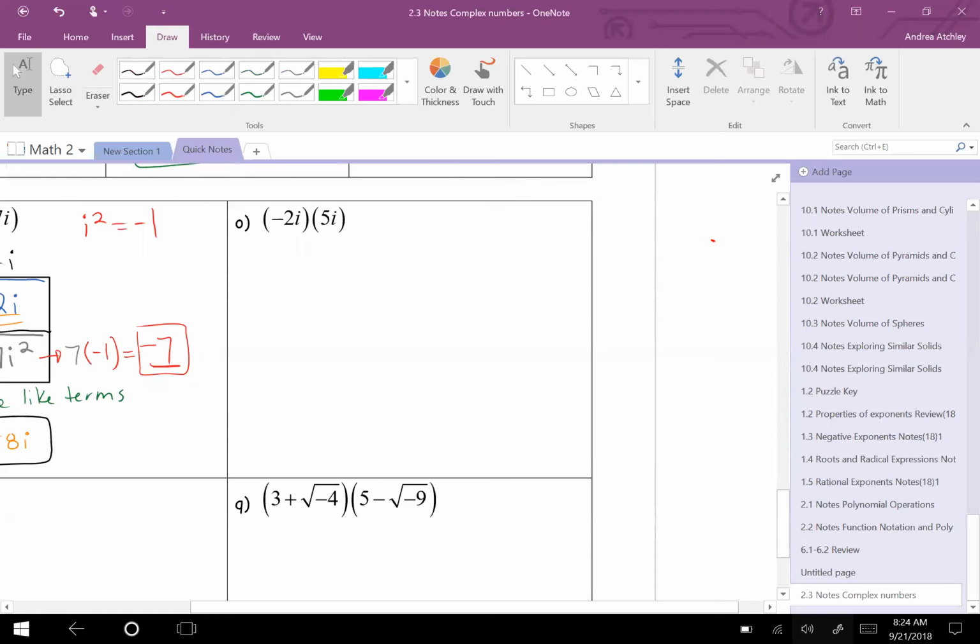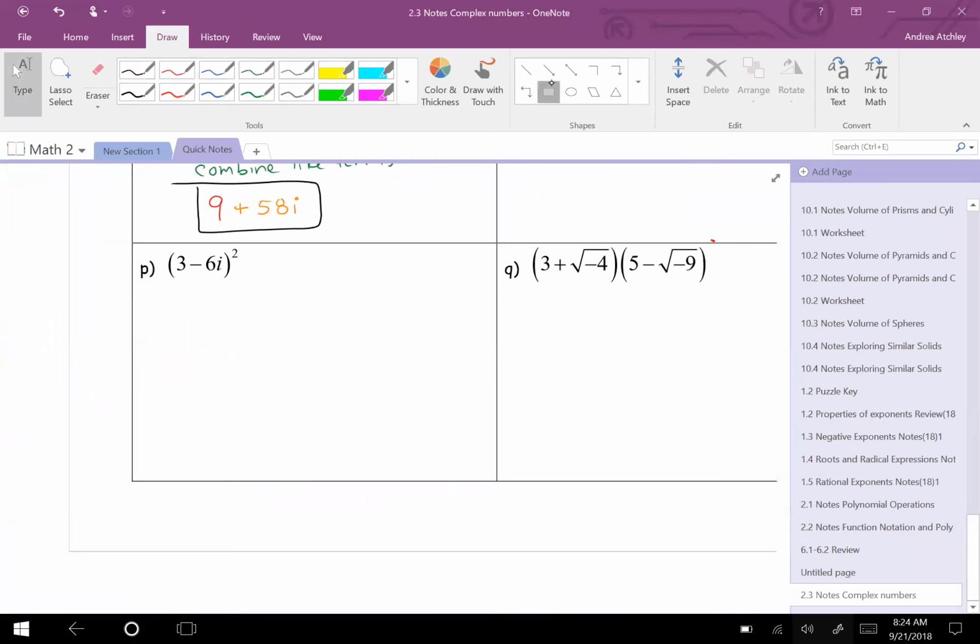Okay, let's see where we're at. When you first multiply them, you get negative 2 times 5 is negative 10, and I times I is I squared. Once again, my I squared equals negative 1. So I'm going to get negative 10 times negative 1. So that just gives me positive 10, because a negative times a negative is a positive. Any questions over that? Okay.